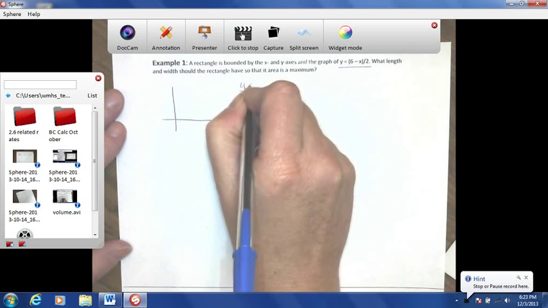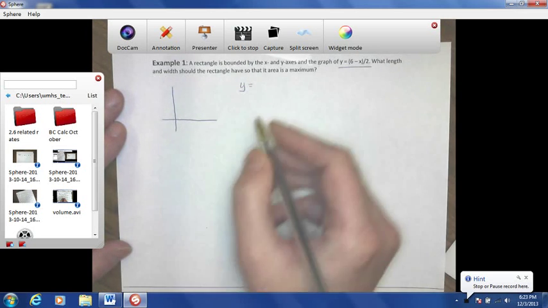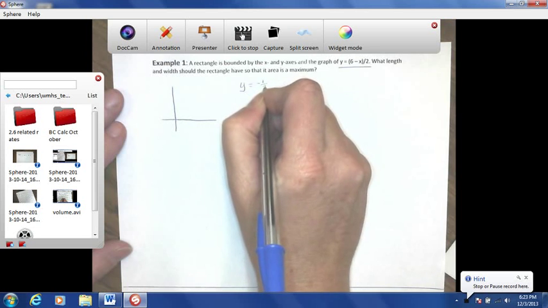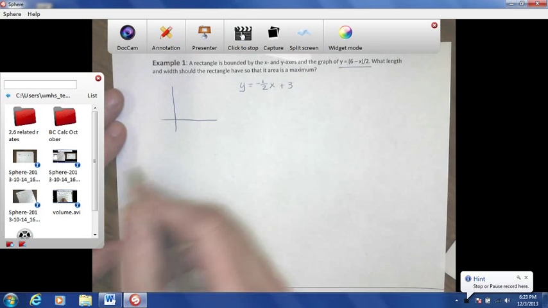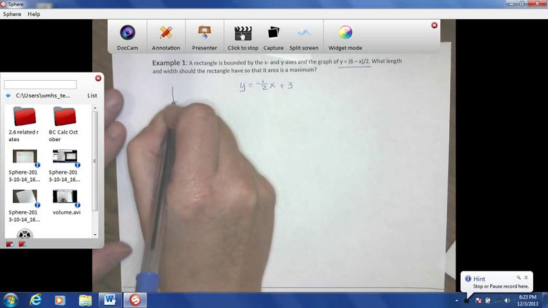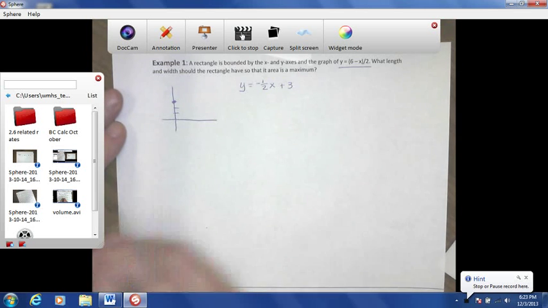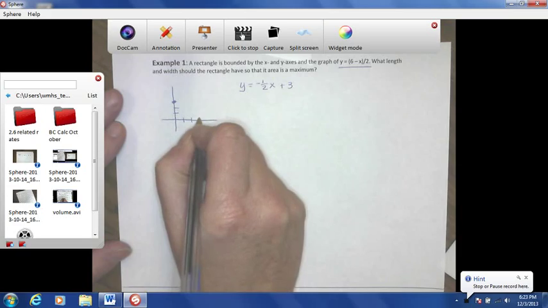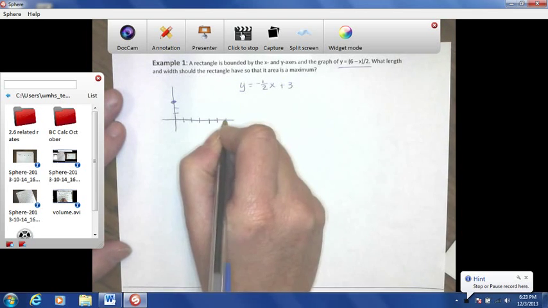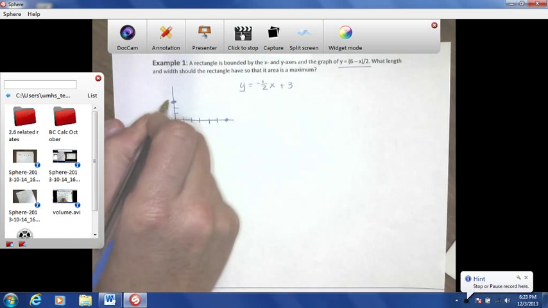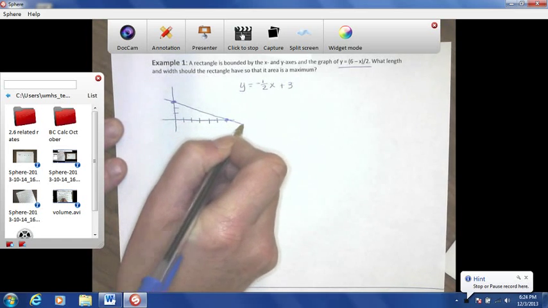So I'm going to rewrite that in a linear format so that we recognize that this is negative 1/2 x plus 3, which means that our line has a y-intercept of 3 and a slope of negative 1/2. So we actually have a line that is going to have a y-intercept at 3 and x-intercept at 6. This is the line that we are talking about.